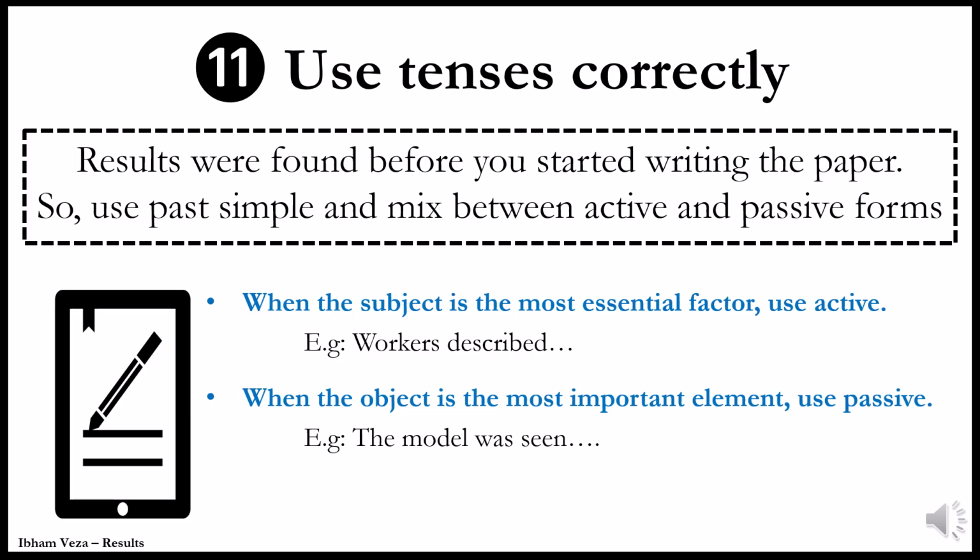Example, workers described. Passive voice. Use when the object or result is the main focus. Example, the model was seen. Tip, prioritize clarity and follow journal preferences.